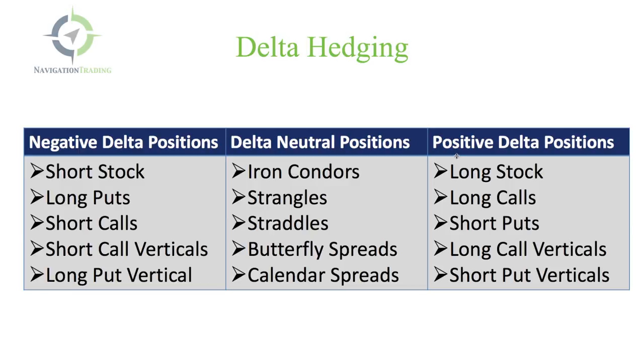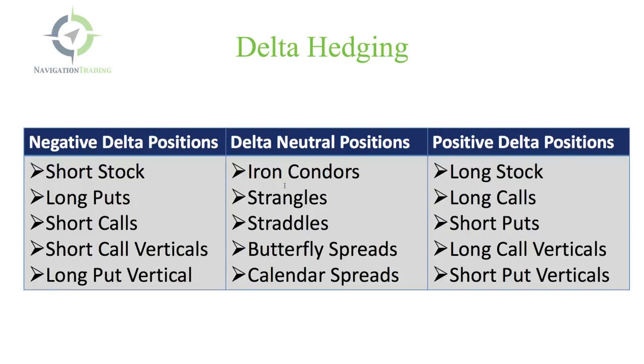On the right-hand side, we have positive delta positions. So long stock, long calls, short puts, long call verticals, short put verticals. All of these are long biased or directionally positive biased, so they're positive delta positions. We benefit when the stock goes up, and that's what makes money on these trades.